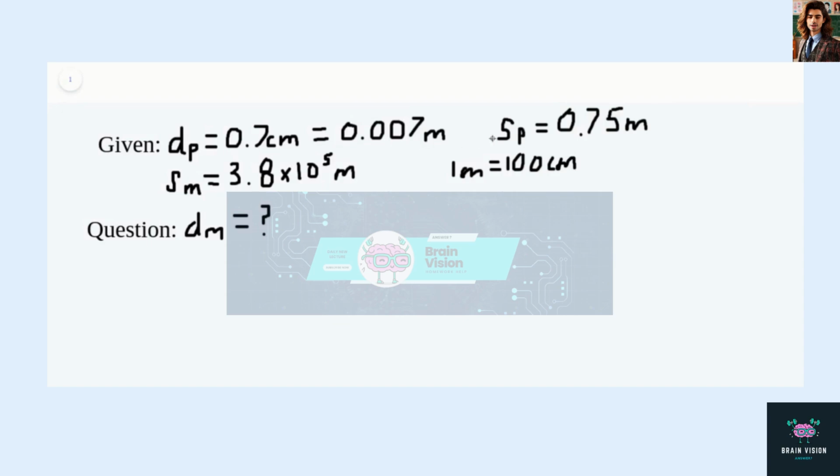We also have that the distance the pencil is away from the eye, which I write as S sub p, is equal to 0.75 meters. We also are told that the distance the moon is away from the individual, which is S sub m, is 3.8 times 10 to the 5 meters. Or, I'm sorry, that is 3.8 times 10 to the 5 kilometers. So I would need to write this as km.